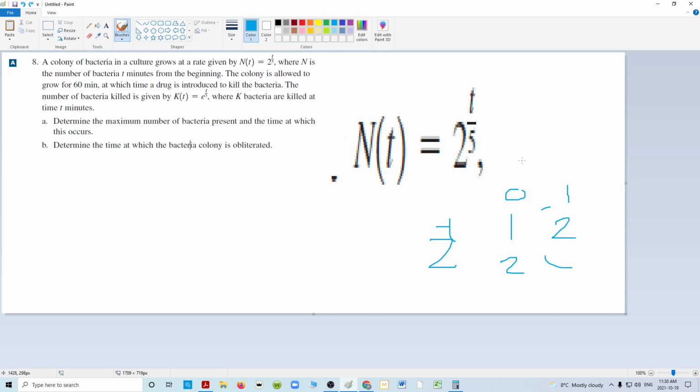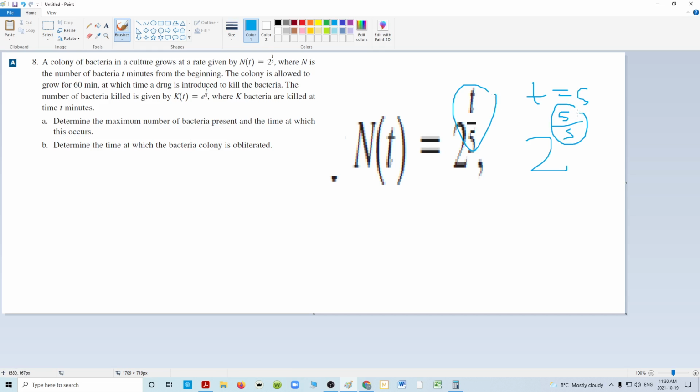Well, we have to ask ourselves, when will this exponent be 1, when will it be 2 to the 1? Well, when t over 5 is equal to 1. Bring the 5 up: when t is equal to 5. So when we put in 5 over 5, sure enough, that's 1. That means that's the first time it doubles. So in year 0, it's 1 because 2 to the 0 is 1, and in year 5, we see it doubles.